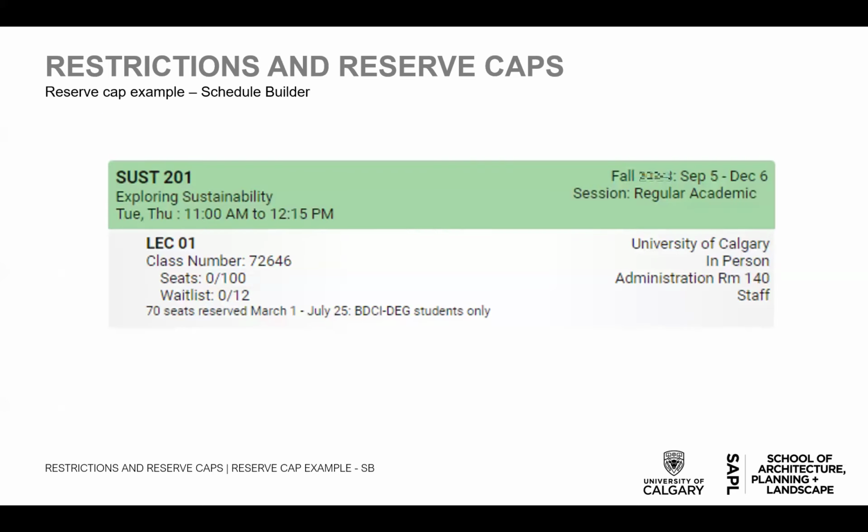Now, we'll look at a few examples related to reserve caps. As a reminder, reserve caps are implemented to protect course seats for certain groups of students. This is to ensure that you can register in any courses needed for degree progression at your enrollment start time. That's also why it's really important to take advantage of your registration priority before it's too late.